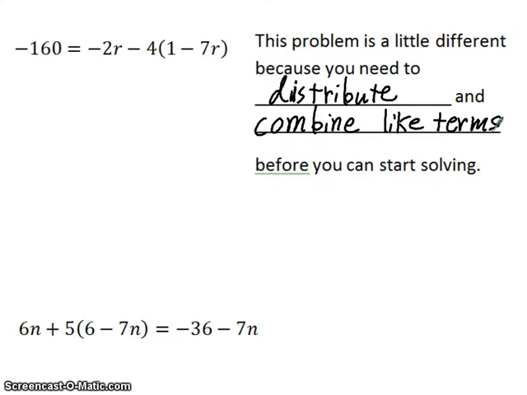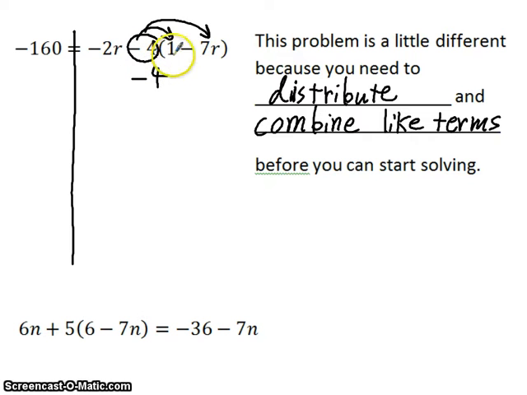So if I look at this equation, I'm still going to split it into two expressions, the left hand and right hand. You can see the left hand, there's nothing to distribute or combine, so that's good. But on the right hand, I'm going to have to distribute and combine like terms. So first, I'm going to distribute this -4. And that's going to give me -4 times 1 is -4, and -4 times -7 is positive 28r. And I'm just going to bring down the -2r.